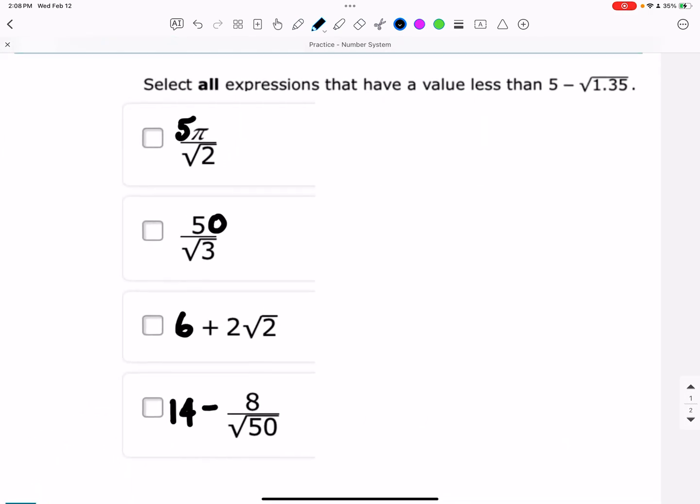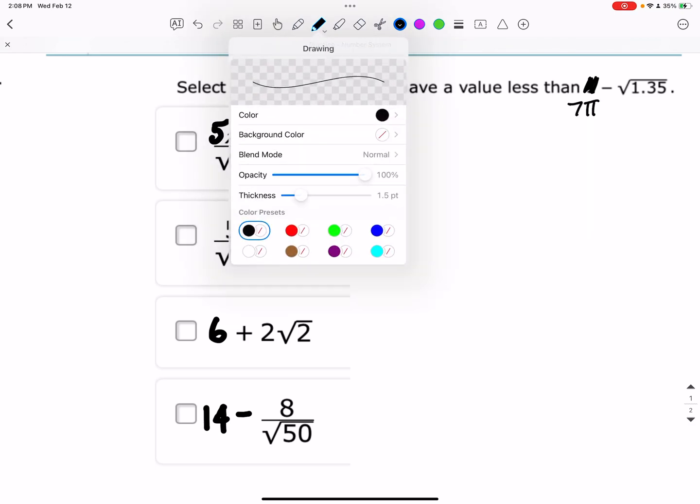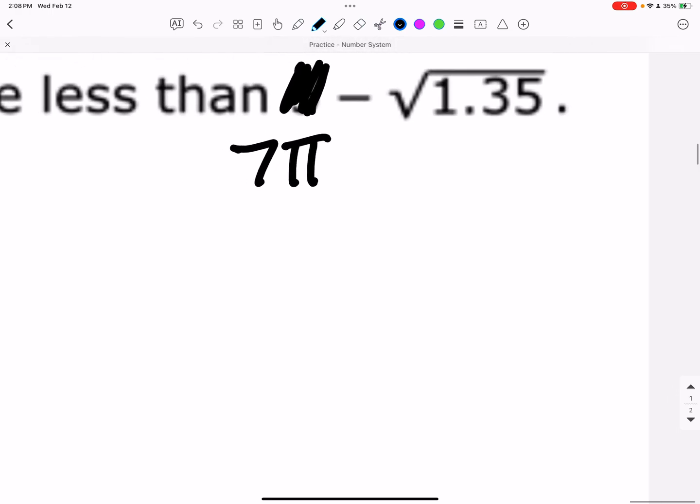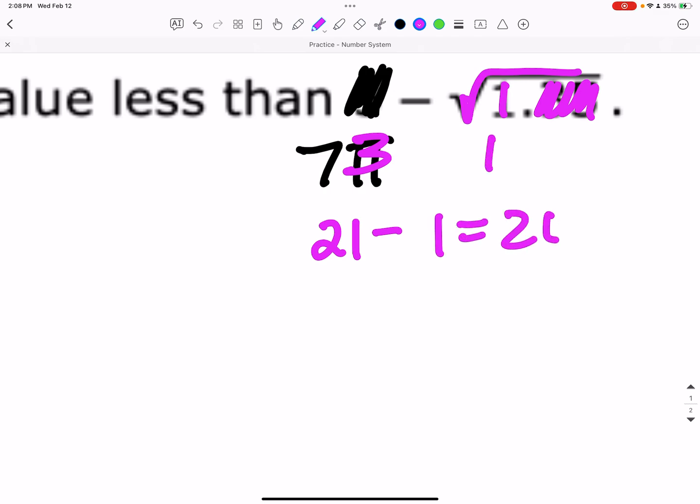All right, this one. Depending on what class you had with me, this was supposed to say 7 pi minus 1.35. In that case, 7 pi. Anytime we see pi, we're just going to throw in a 3. So 7 times 3 is 21 minus, anytime you see decimals, throw them away. The square root of 1, I know that, is just 1. So 21 minus 1, this is about 20.